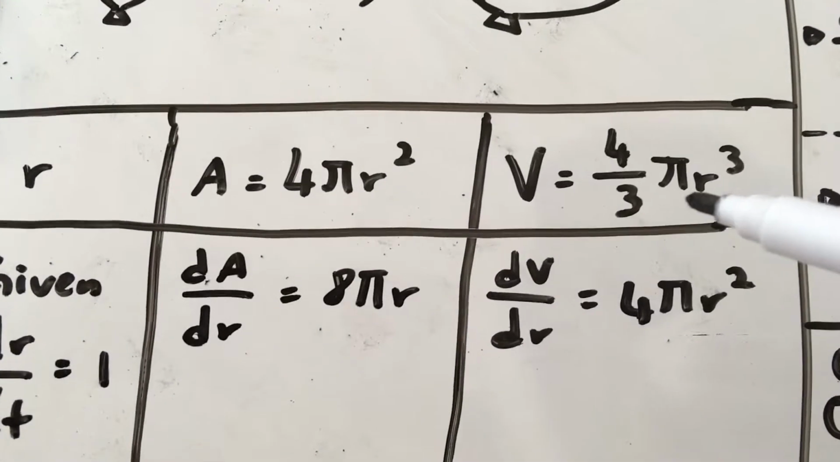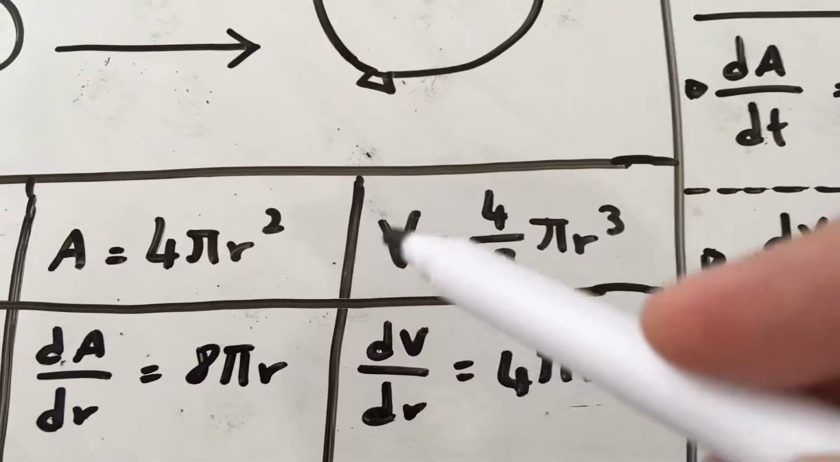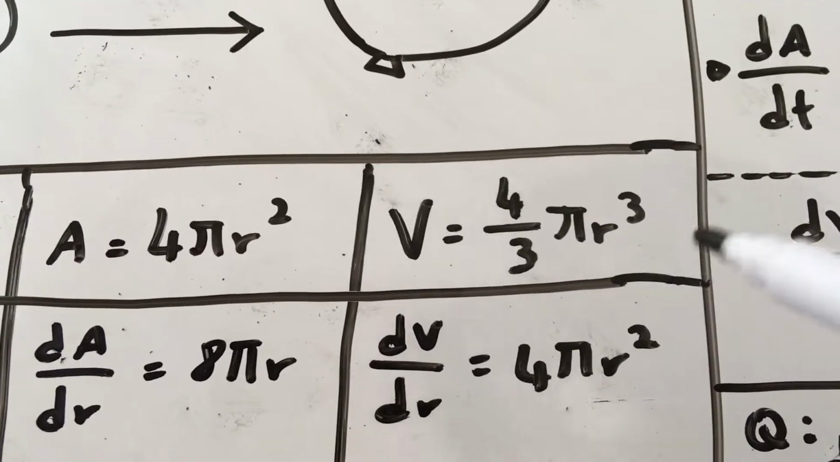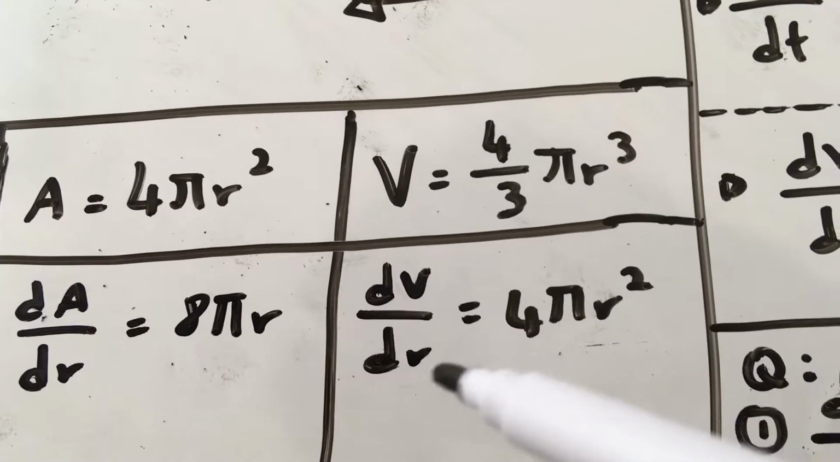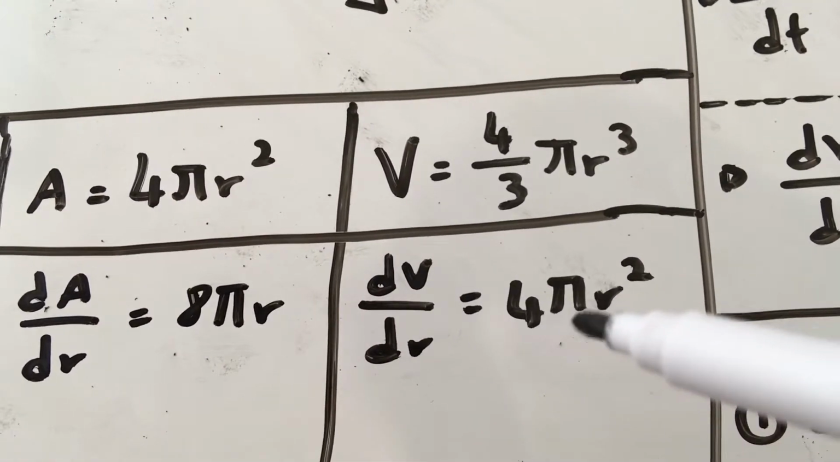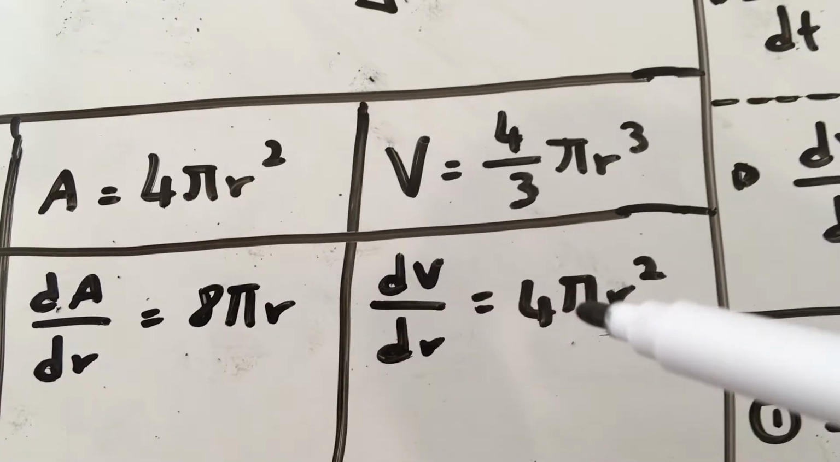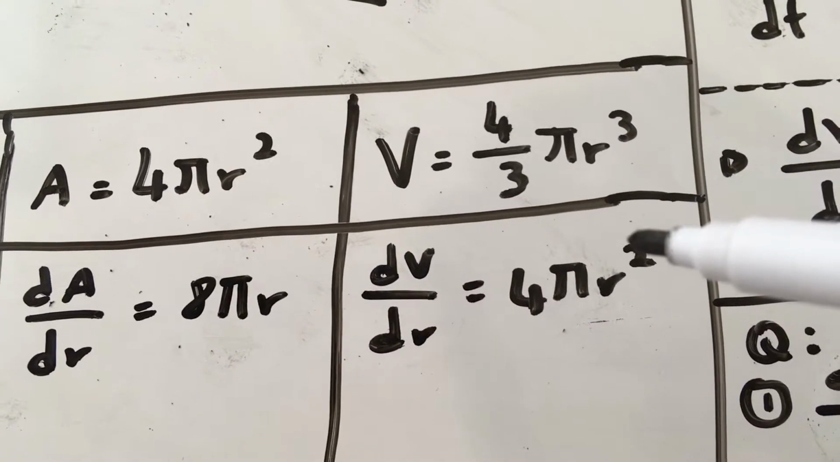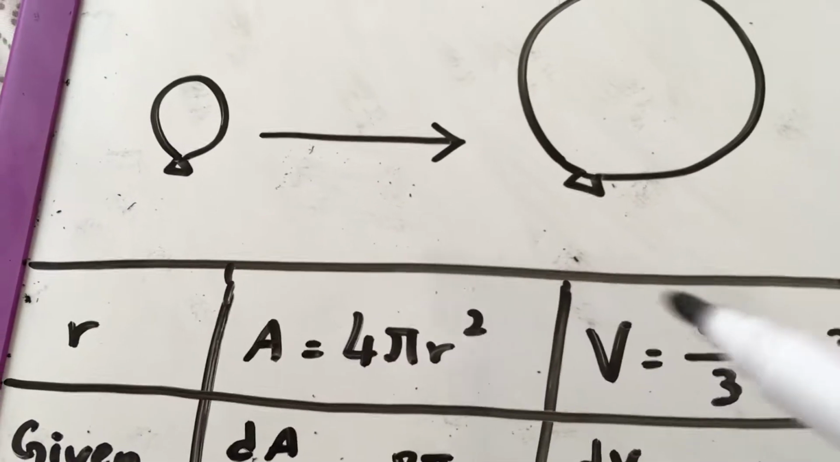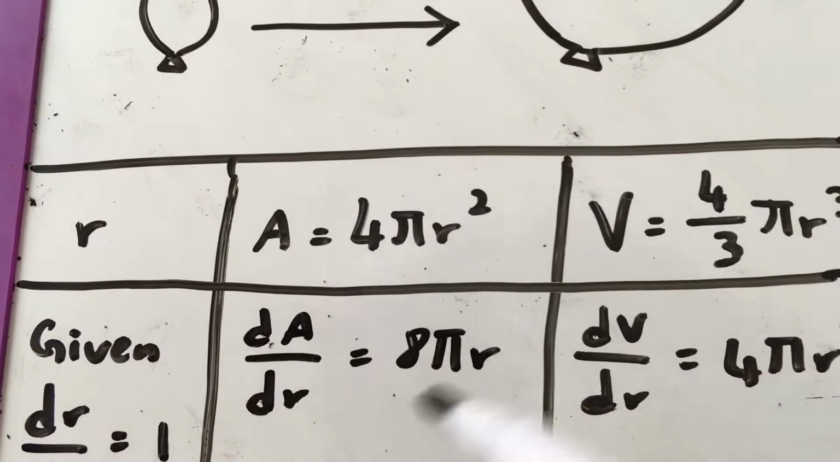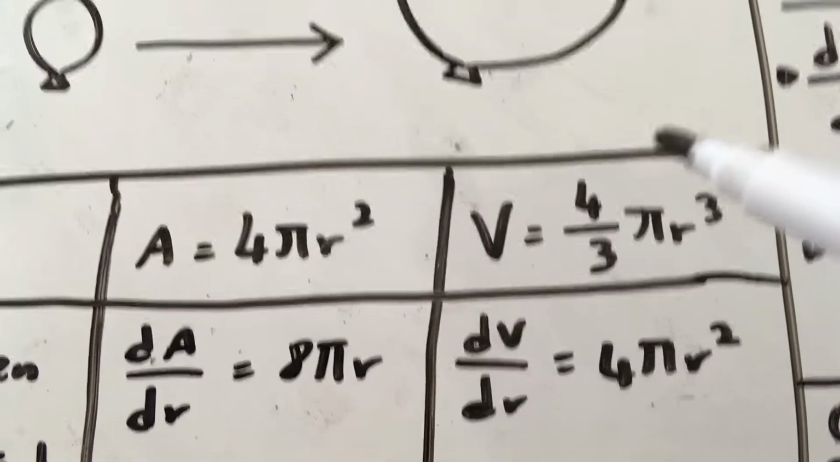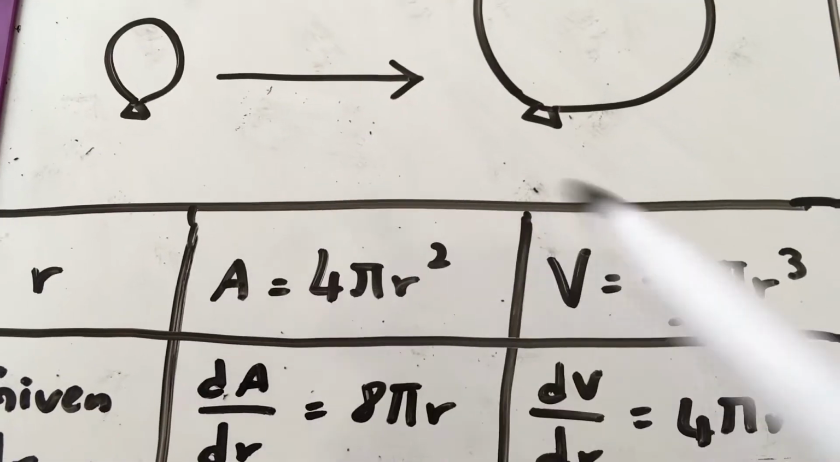But let's consider another possibility where they ask for the change in volume, right? And this is the volume equation. And if I differentiate it, I get the rate of change of volume as the radius changes, right? So as radius increases, the volume would increase by this much, right? So always look at the question, what kind of thing are they looking for? They might give you radius, but are they looking for the surface area or are they looking for the volume, right? So always make sure you use the right formula.